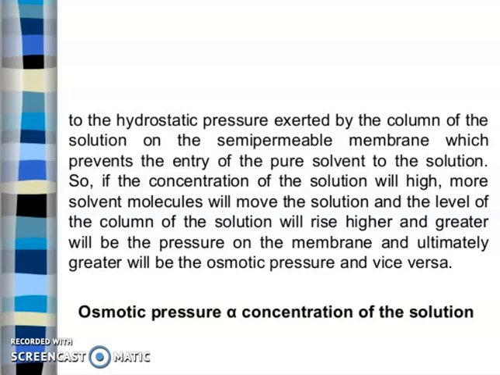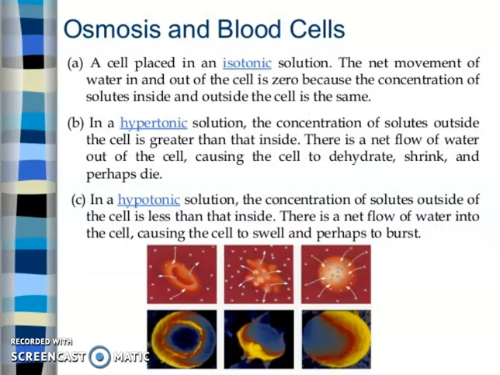So, if the concentration of the solution is high, more solvent molecules will move into the solution and the level of the column of the solution will rise higher, and greater will be the pressure on the membrane, and ultimately greater will be the osmotic pressure, and vice versa. My friend, osmotic pressure is directly proportional to the concentration of the solution.